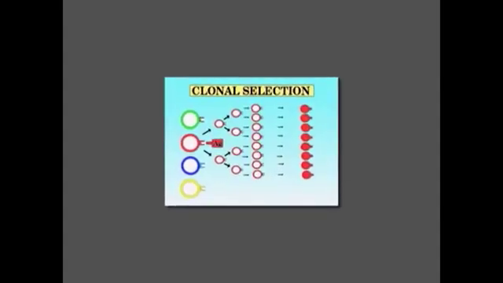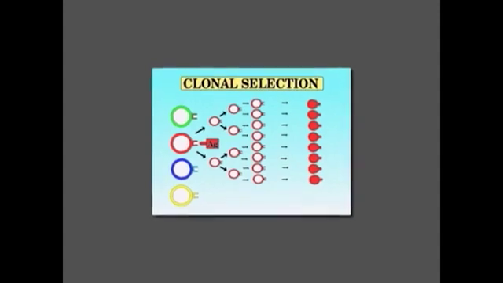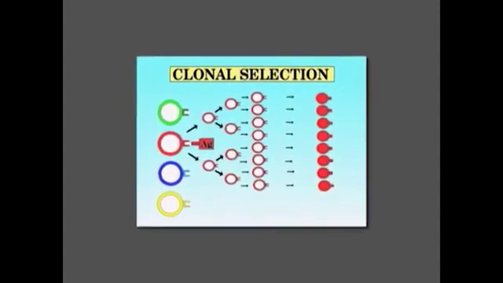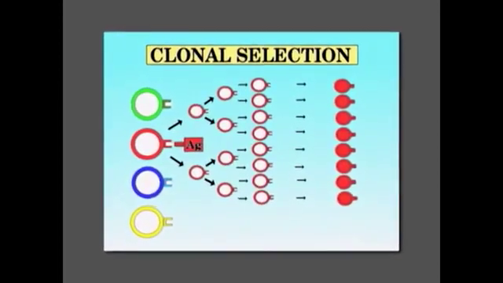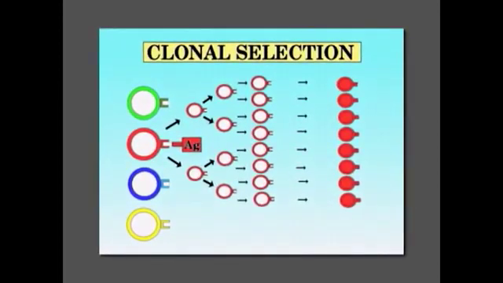The specificity of each T and B lymphocyte is determined before its contact with antigen by random gene rearrangement during maturation in the thymus or bone marrow. In clonal selection, an antigen binds to a particular T or B cell and stimulates it to divide repeatedly into a clone of cells with the same antigenic specificity as the original parent cell.